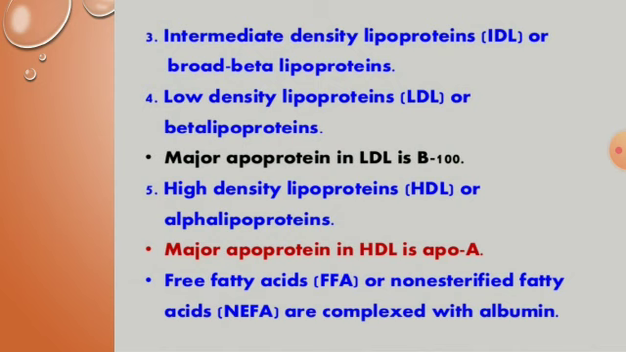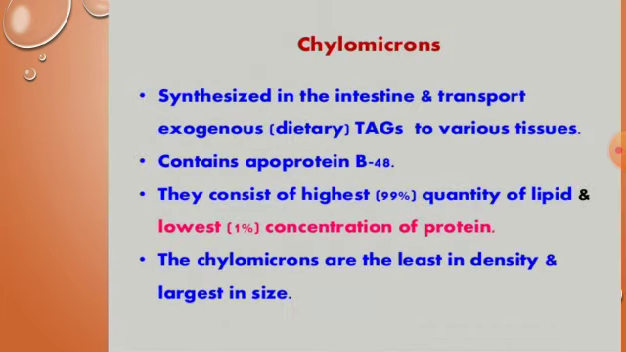The next one is low density lipoproteins, simply called LDL. LDL are also called beta lipoproteins, and the major apoprotein present in LDL is B100. Next, high density lipoproteins, simply called HDL, also called alpha lipoproteins. The major apoprotein in HDL is ApoA. And the next one, free fatty acids or non-esterified fatty acids, are complexed with albumin. Albumin is a protein.